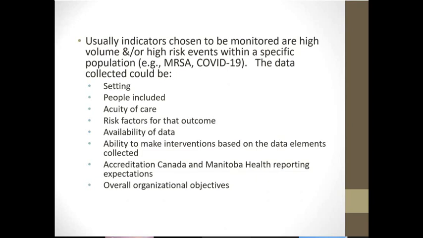The ability to make interventions based on the data elements collected. If you can't make an intervention to actually change the outcome, or if the intervention is out of your power or control, then it isn't actually useful to do surveillance on that area, because you don't have the interventions to make change. So that's why it's important to note the ability to make interventions before you start doing surveillance.